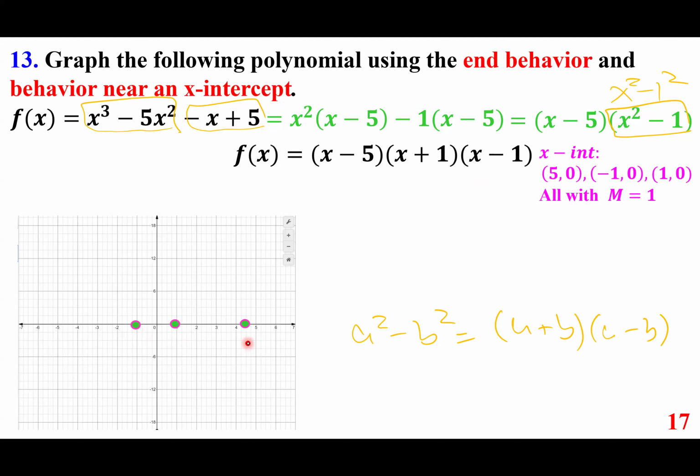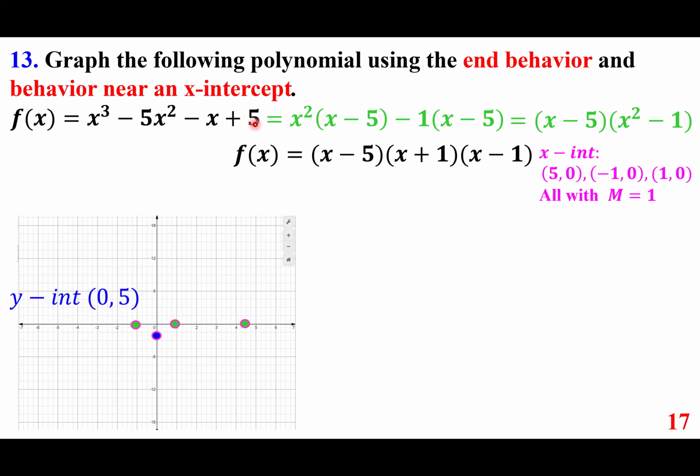Also, we can easily see the y-intercept. What would be the best course of action? Let me erase my work and show you. The best way is to look at the constant. In other words, these are 0, right? (0, 5) is the y-intercept. All right, so we have all the intercepts. So far, so good.